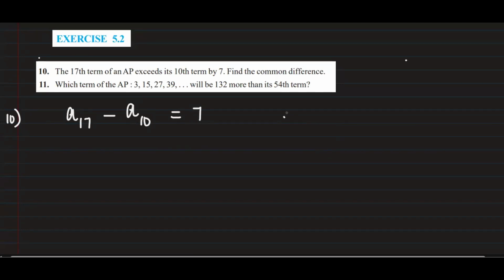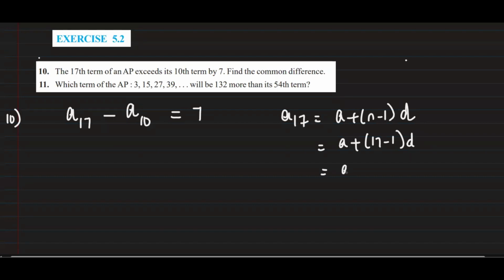Now, what is A17? Any nth term can be written as a plus n minus 1 into d. Here n value will be 17. So a plus 17 minus 1 into d. 17 minus 1 will become 16. So a plus 16d. So A17 will be a plus 16d.